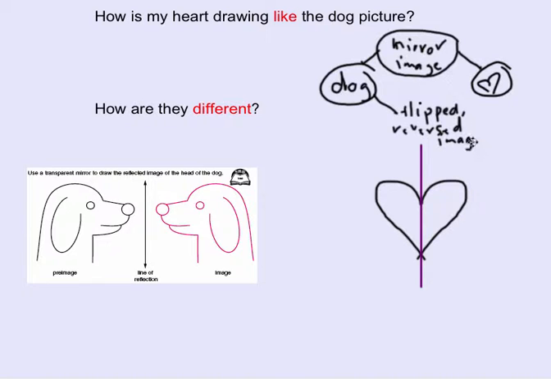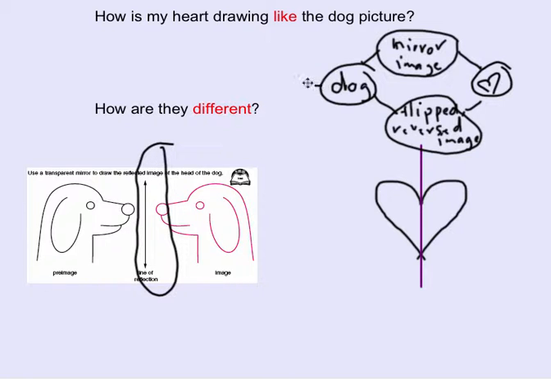But how are they different? Look at the picture over here. Notice that between the dogs, here's our line of reflection, but there's a big gap. See that gap in the middle? There's a gap between the dogs' noses. So there's a gap between the images, or a space. I'm going to say gap between pictures.